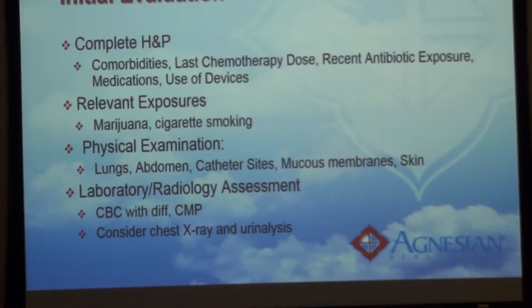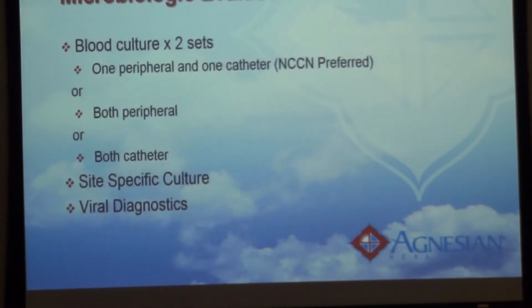Physical examination: lungs, abdomen, catheter sites, mucous membranes, skin, so your typical sites where things might happen. Are they having trouble breathing? Are you hearing rales? Are they hypoxic? At a minimum, we want to get a CBC with diff and a CMP just to see where renal and hepatic function is. Are they truly neutropenic? And then consider chest x-rays, urinalysis, things like that, depending on signs and symptoms of the infection that is going to take place.